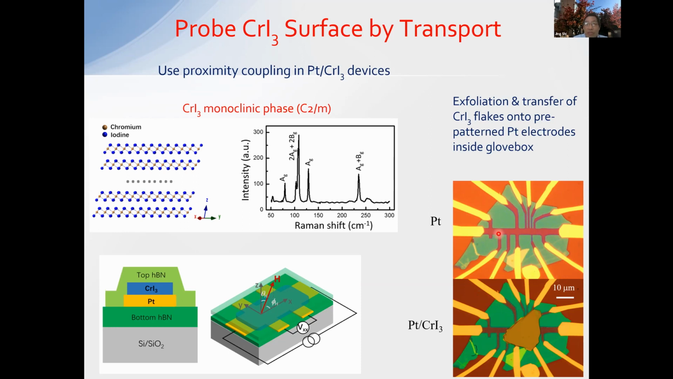Platinum is very robust, right? You can do whatever you want with it. It was introduced into the glove box, then we do everything, exfoliation, everything inside. We don't expose this air-sensitive layer. After we cover this layer with another boron nitride, we can bring this device with the boron nitride out to do transport measurements.